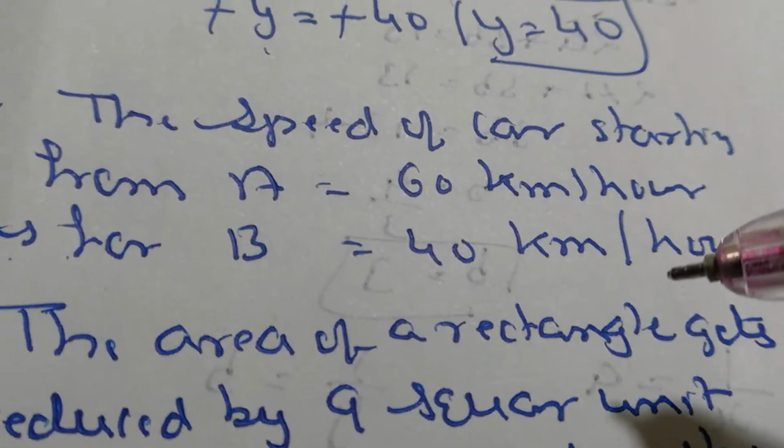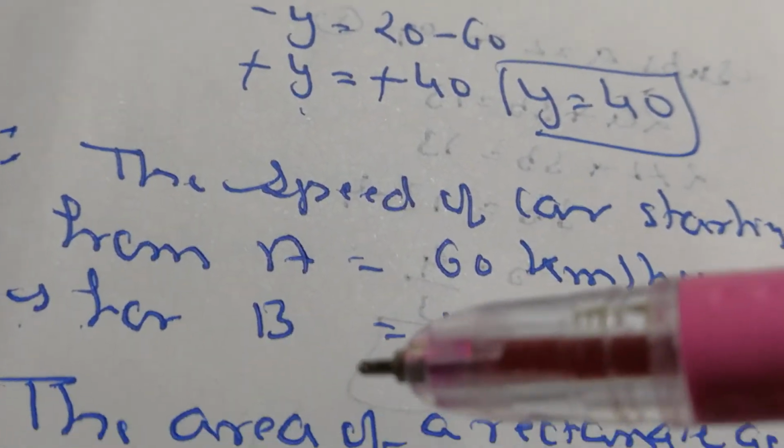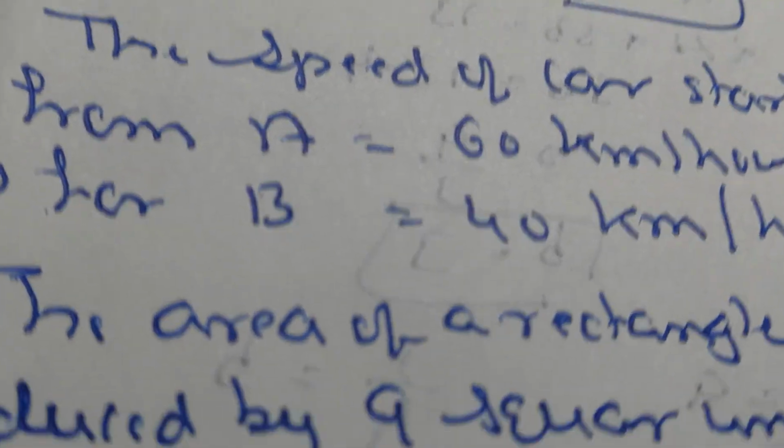So the speed of the car starting from A is 60 kilometers per hour, and the speed of the car starting from point B is 40 kilometers per hour.